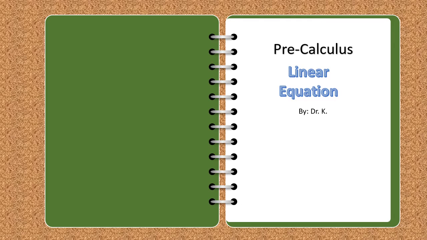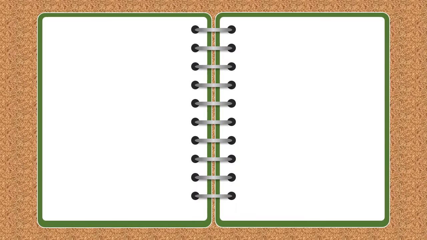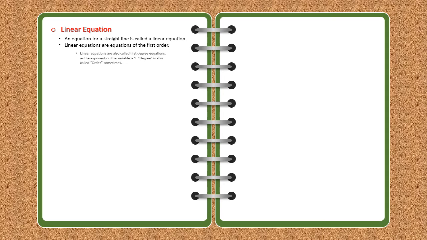Today our lesson is about linear equations. The equation of a straight line is called a linear equation. It is also first order, or sometimes they call it first degree. Why? Because the exponent of the variables x and y is 1.